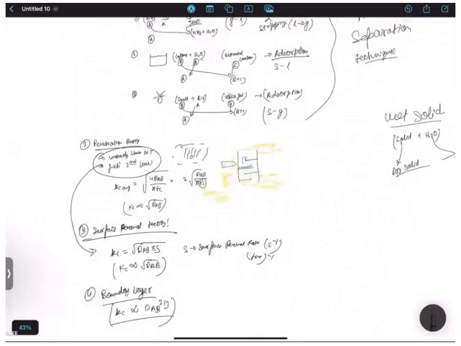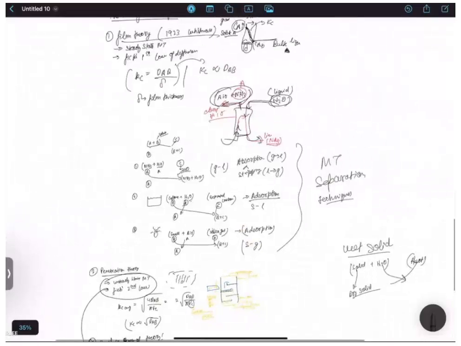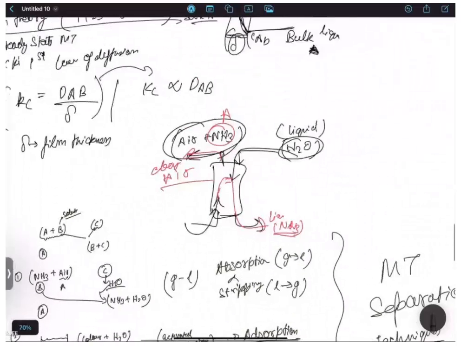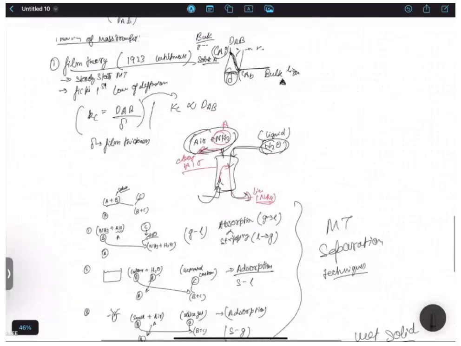And before that we will look into what is interface mass transfer. Interface mass transfer means nothing, just here we saw the example of the absorption column. Now, what is happening? Gas and liquid mass transfer is happening. So two phases are involved, gas and liquid. So this is known as your interface mass transfer.